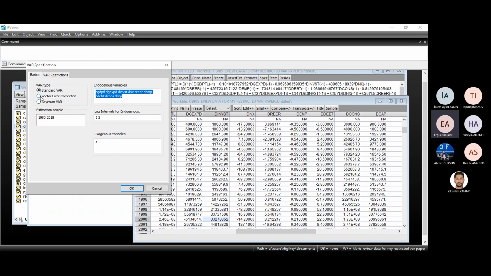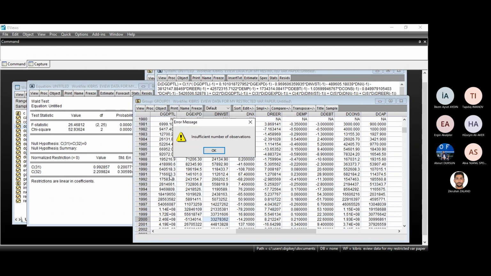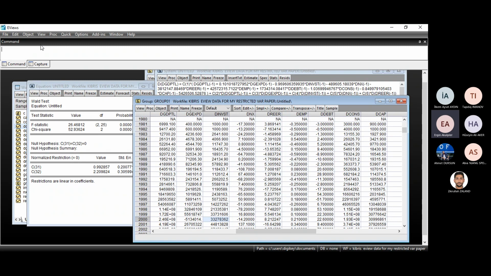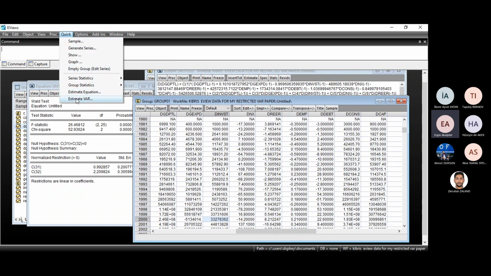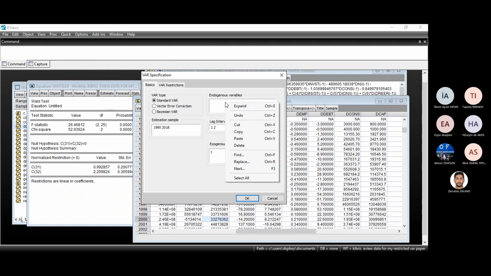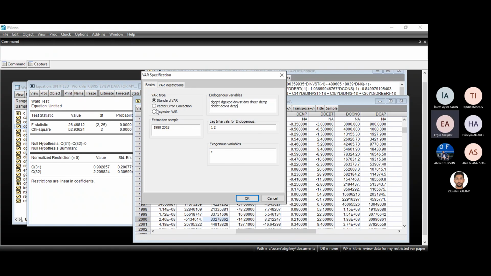Okay, so I have to take the vector error correction. Let's see if it is working. Can I copy it? I will try lag 2 if it is okay. It's not, you see? So you have to do it again with lag 1.